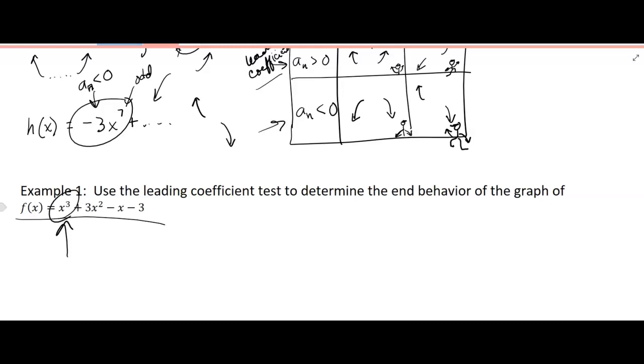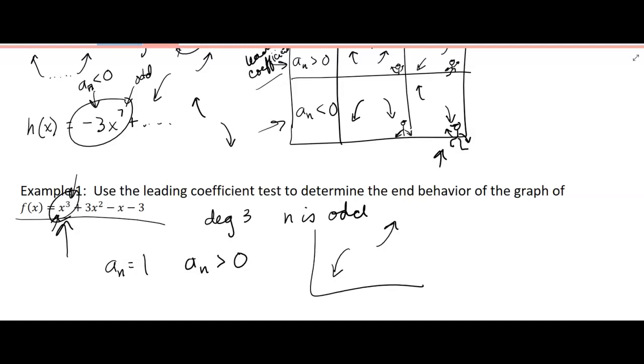So you look at the leading term. Is the exponent even or odd? Degree 3, n is odd. So it's got to be one of the two John Travoltas. If it's got a positive leading coefficient, a sub n is 1. That's the leading coefficient, and that's greater than 0. So it's down to the left, up to the right. And this is a fine answer for my purposes. You can just draw it like that, but you could write it out in words as well.